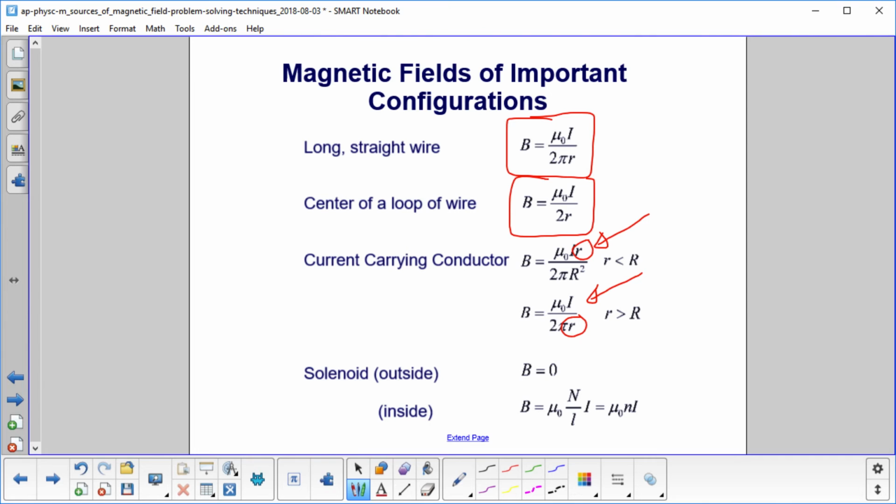Then a solenoid: outside, 0 magnetic field. Inside, it's mu0 n, which is the number of coils divided by the length, times current, or we replace this N over L with little n, where n is the number of coils per a certain distance.